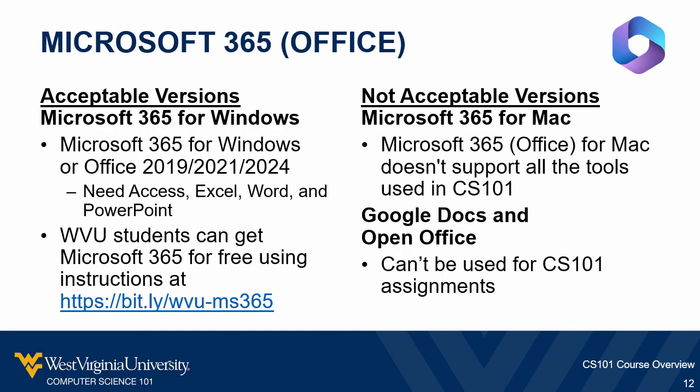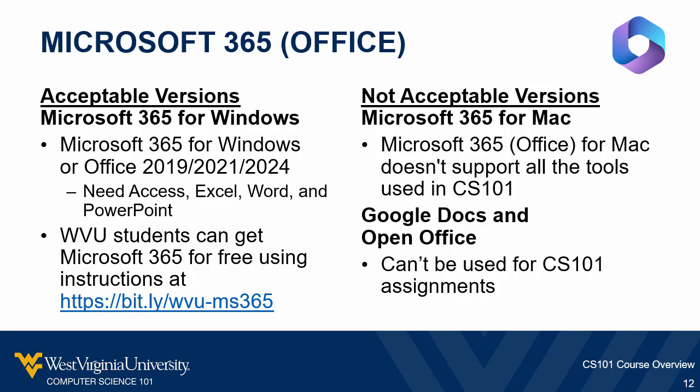Since CS101 is built around teaching you how to use the applications from Microsoft 365, formerly Office, you're going to need Microsoft 365 for the course. Things work out easiest if you have a Windows computer, because Macs don't support all of the tools that we're actually going to be covering in the course. We do have some options for Mac users that we'll get to here momentarily. But the ideal situation would be if you have a Windows computer, you either want to have Microsoft 365 installed, and you can actually get that for free from WVU using the link on the screen here.